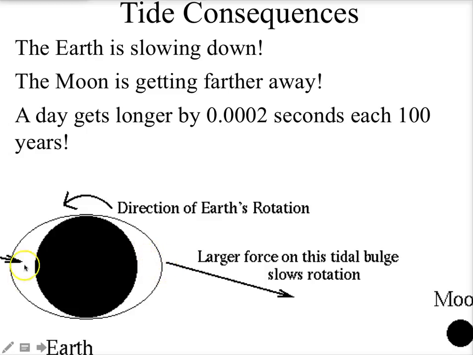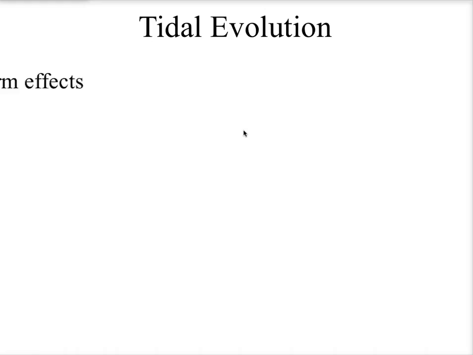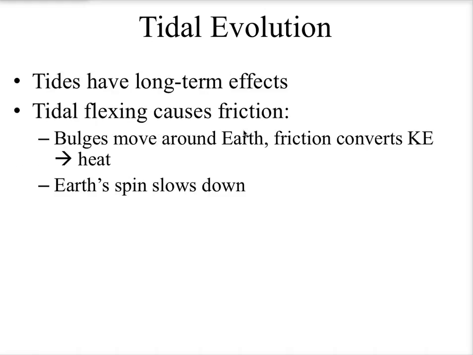These two torques add up, this one being big, this one being smaller, and so the overall effect is to cause the Earth to slow down. And you can see by how much it slows down. Not very much. We call those leap seconds. Okay, so tides have long-term effects.